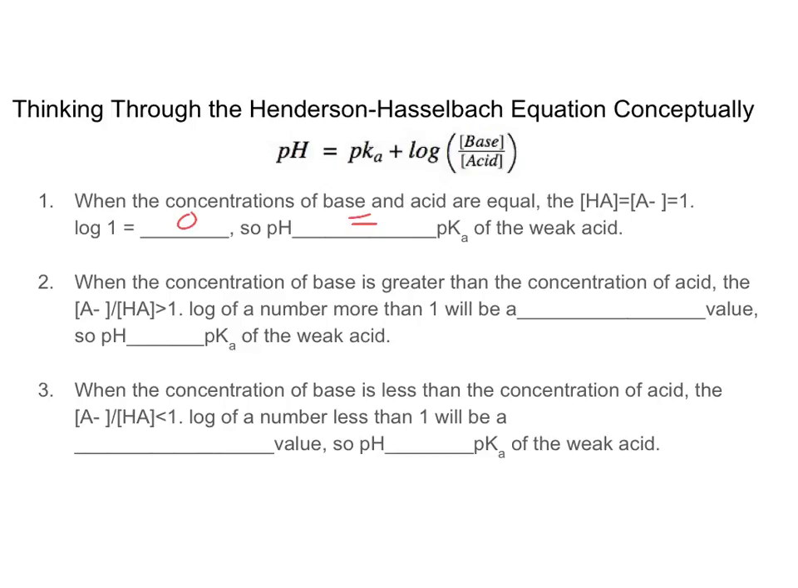But if the concentration of the base is greater than the concentration of the acid, the ratio will be greater than 1, and when you take the log of a ratio greater than 1, you get a positive value, which means that the pH will be greater than the pKa. And if the concentration of the base is less than the concentration of the acid, the ratio will be less than 1, and the log of a number less than 1 will have a negative value. And so the pH will be less than the pKa.